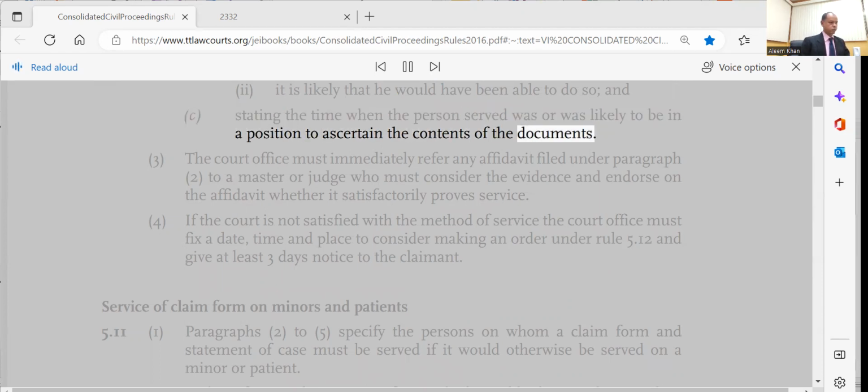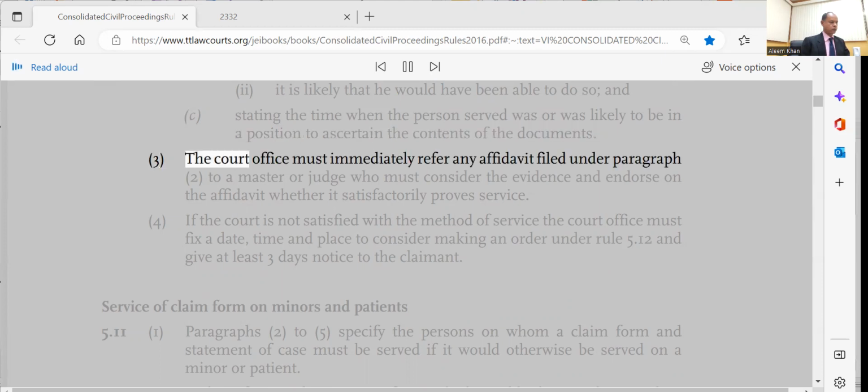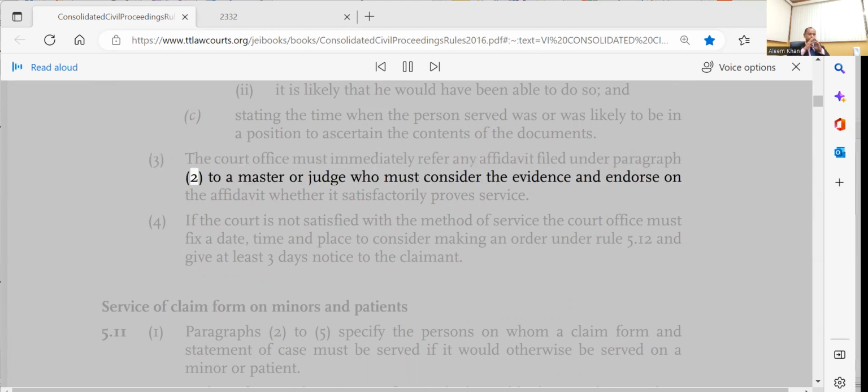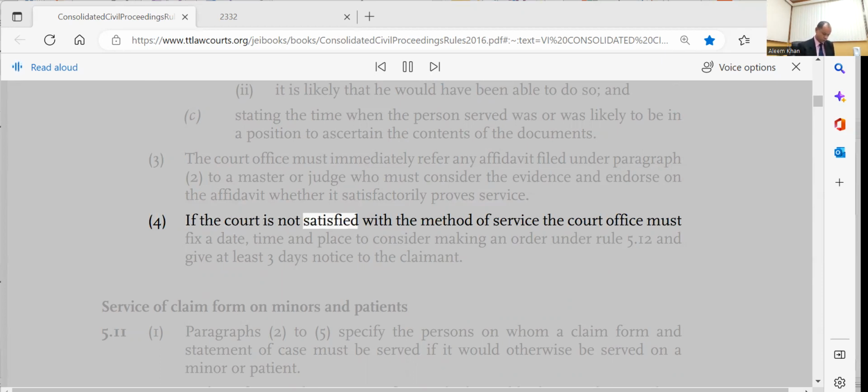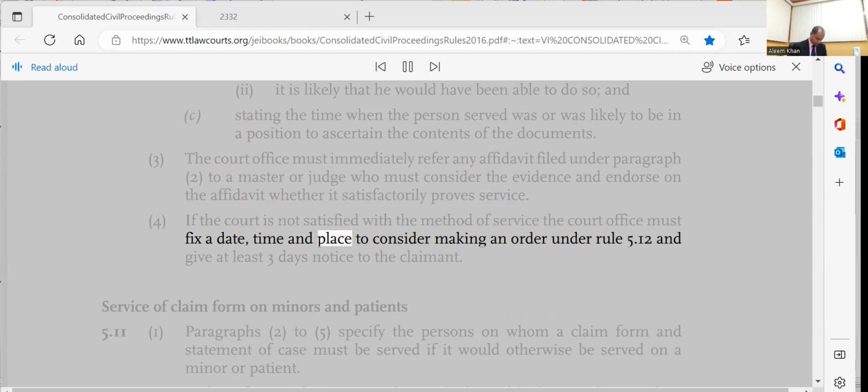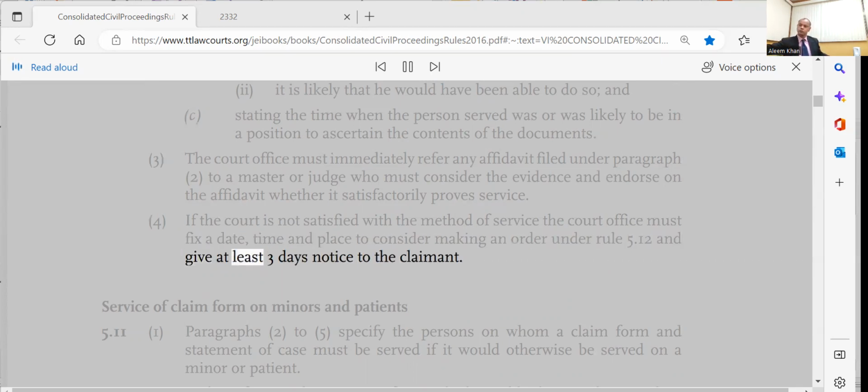3. The court office must immediately refer any affidavit filed under paragraph 2 to a master or judge who must consider the evidence and endorse on the affidavit whether it satisfactorily proves service. 4. If the court is not satisfied with the method of service, the court office must fix a date, time, and place to consider making an order under Rule 5.12 and give at least 3 days' notice to the claimant.